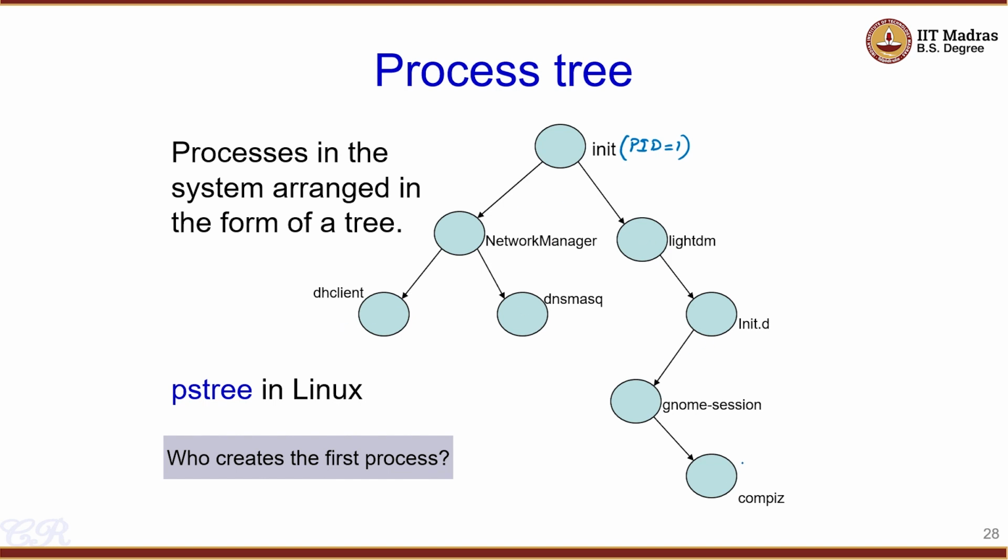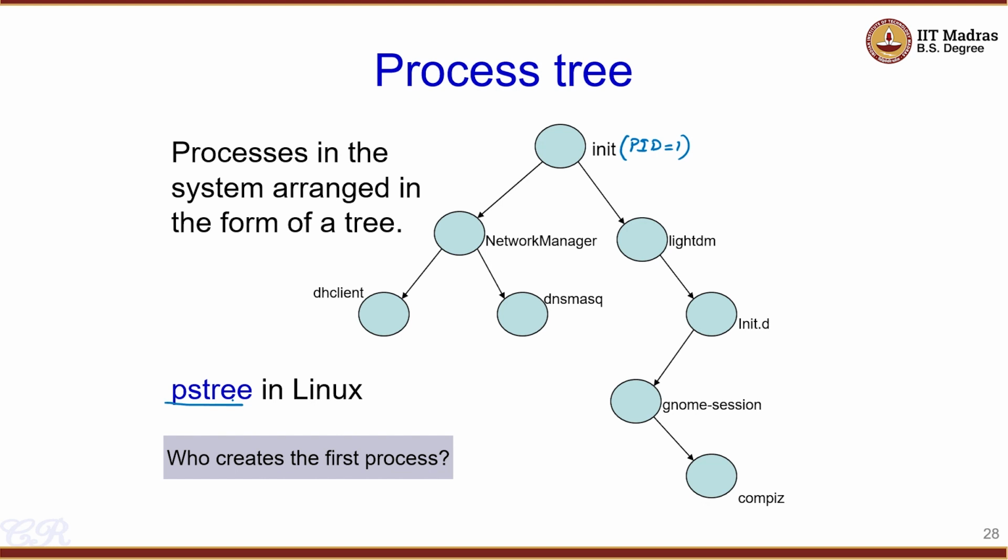And thus you have a tree like structure, right? So if you're using a Linux system, you can use the command pstree to essentially visualize all the processes in this tree like structure and identify the root process and several other child processes, the parent processes, and so on.